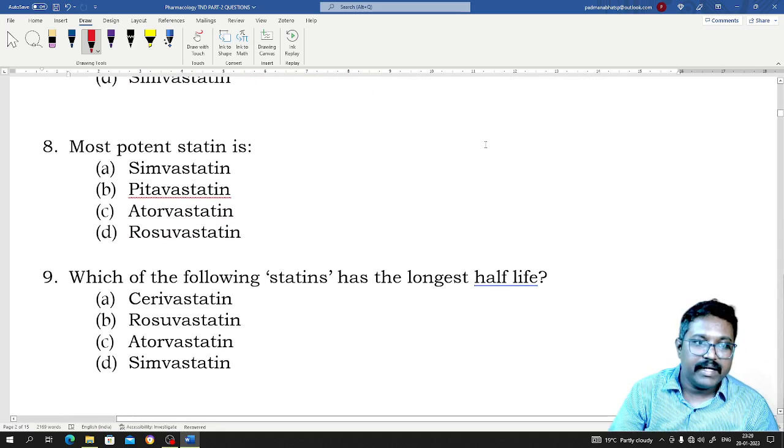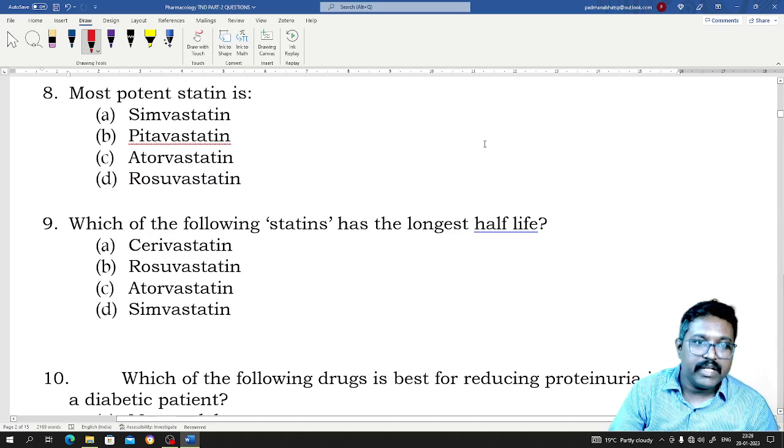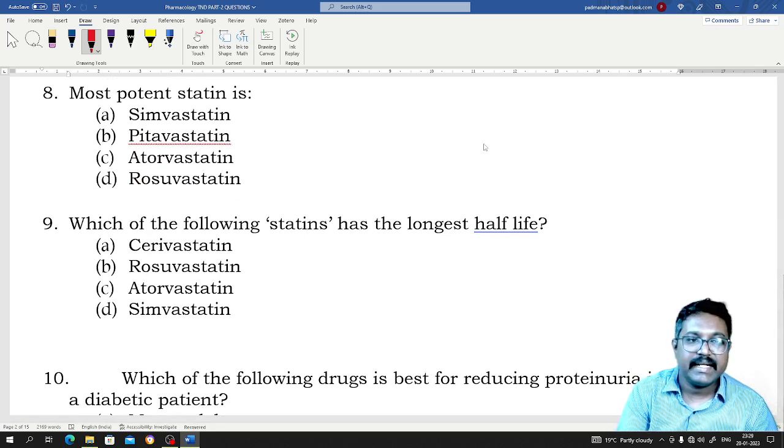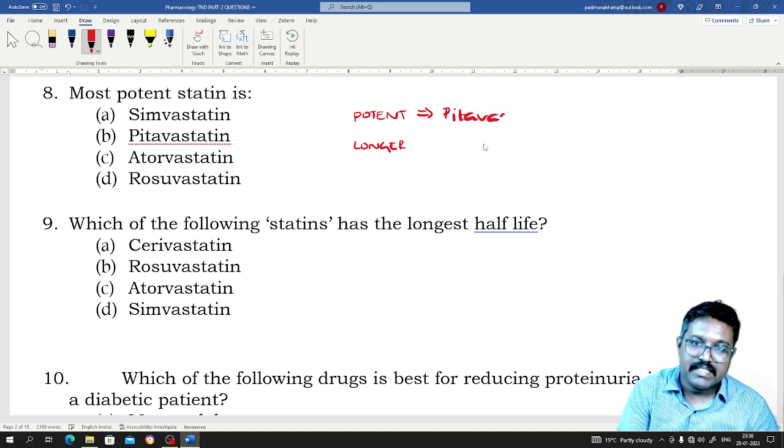Next, coming to the eighth question, that is most potent statin is. So which is the most potent statin here? Two concepts you should remember. Which is the most potent one, and which is the longer acting, or which has got longer T-half? So the most potent being P for P. So the answer is pitavastatin.